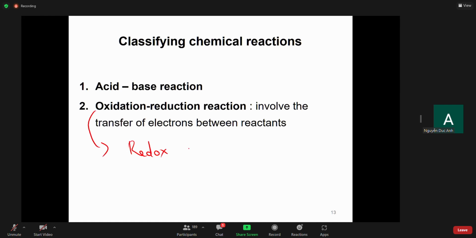In the last part, on redox reactions, I will show you a video of some funny things we can record in the laboratories. Oxidation-reduction reactions normally involve the transfer of electrons, and by that the oxidation state of the elements changes. We'll see it later.